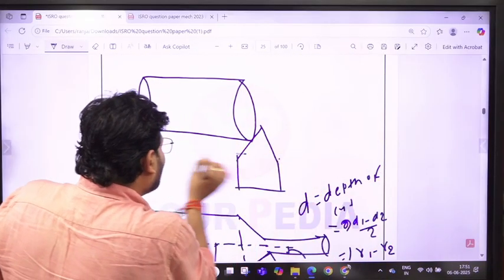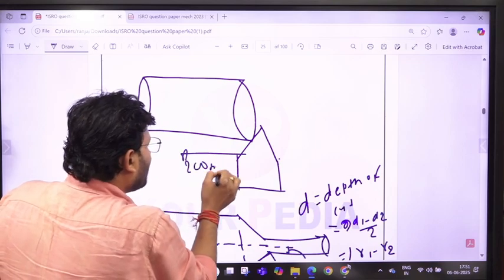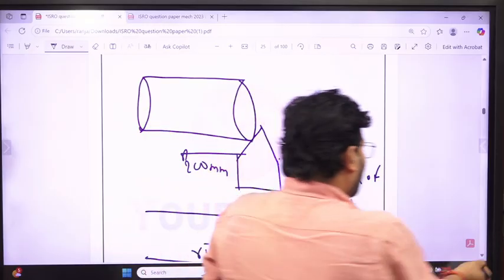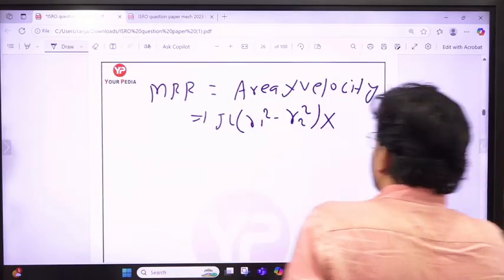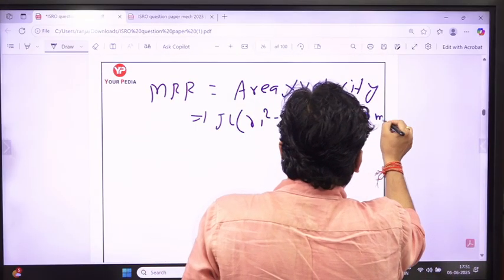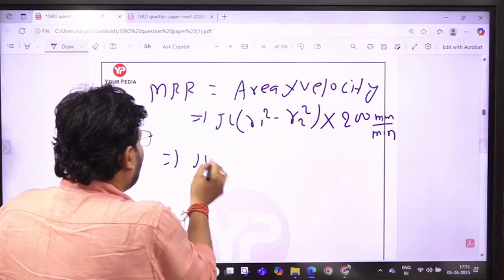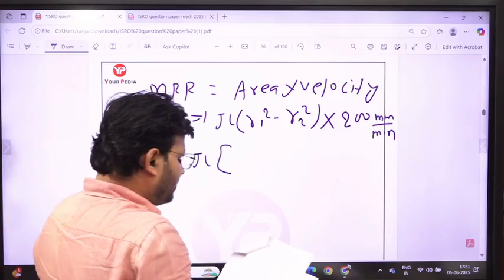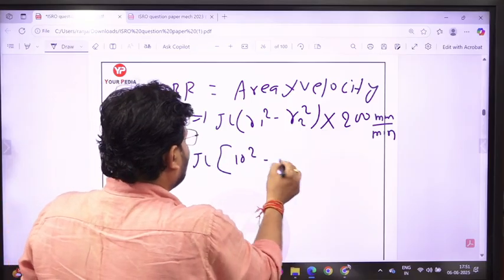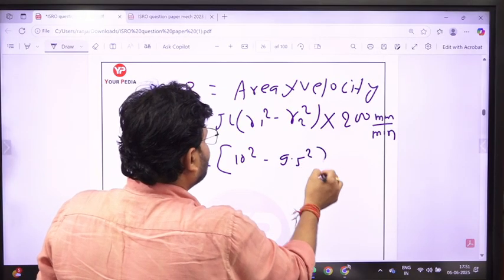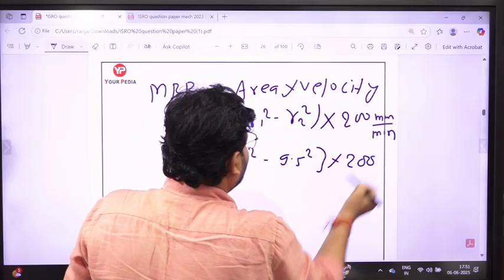In 1 minute it moves 200 mm, so 200 mm per minute. Leave it in mm per minute, just put the value 200 mm per minute. Ultimately you have to get the answer per minute, so leave that. Now put the values: pi into 10 square minus 9.5 square into 200. Now a little bit of calculation is there.